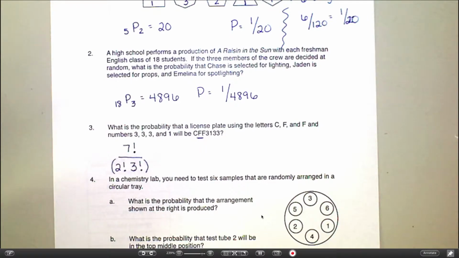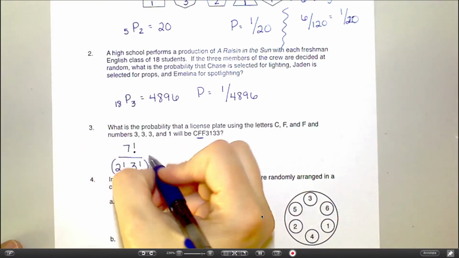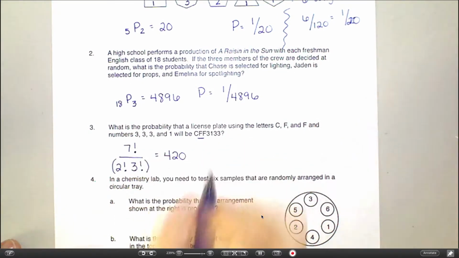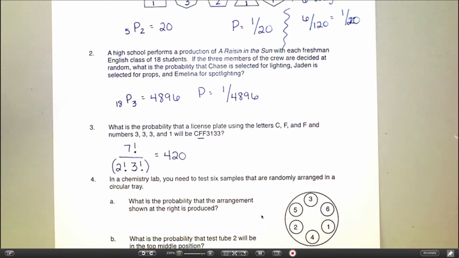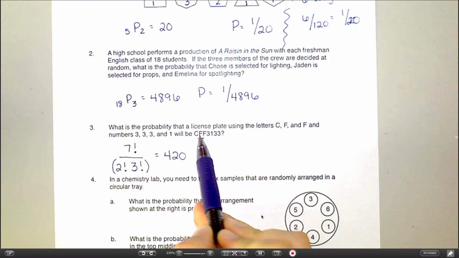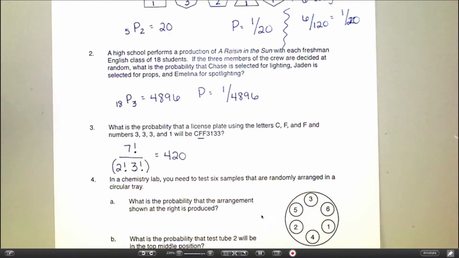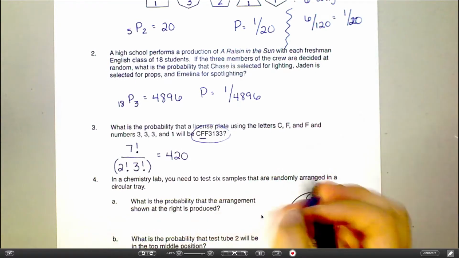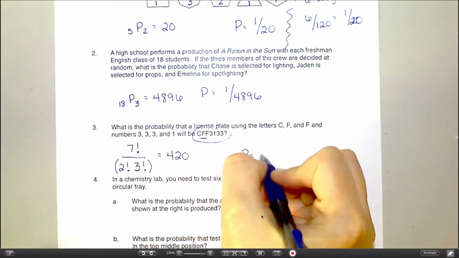What did we end up with? 420. Say it again. 420. So there are 420 distinct arrangements, which means there are 420 ways I could lay those things out and have them look different from one another. I'm not counting it as a different arrangement if this F and this F are reversed. So there's 420 total. I want this one specifically, so the probability is 1 out of 420.